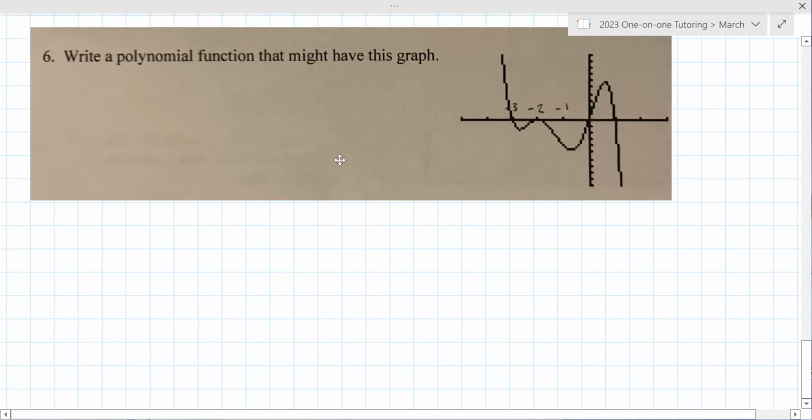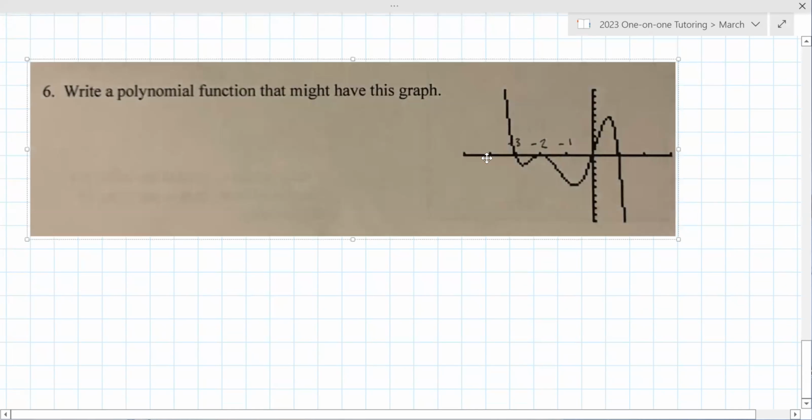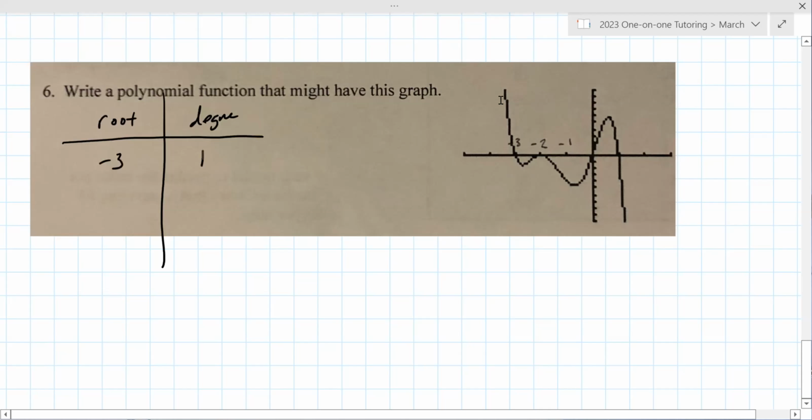Okay, write a polynomial function that might have this graph. So I really like that you've labeled this here. Label this one on the right too. So you almost want to make a table. It's like the root and then the degree of that root. So there's a root at -3, degree 1 because it crosses.